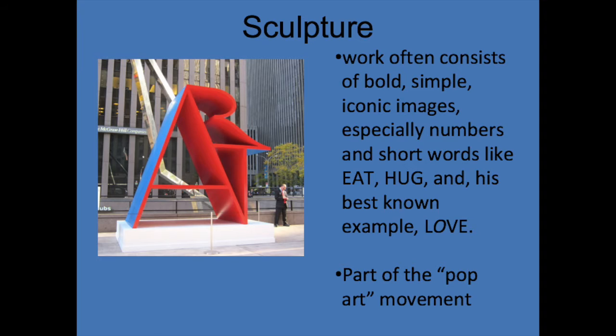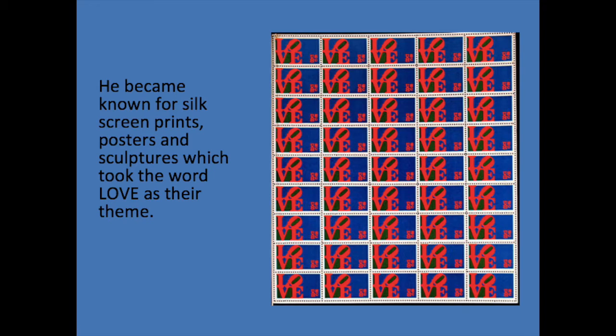Indiana is most well known for his sculpture work, and his sculptures are usually really large in size and consist of bold, simple, iconic things like words and numbers and letters, short words like eat and hug, but his best known one is his love sculpture. The love sculpture became so popular that a lot of his work started to center around that. He started to create silkscreen prints, posters, and other sculptures focusing around the word and the theme of love.